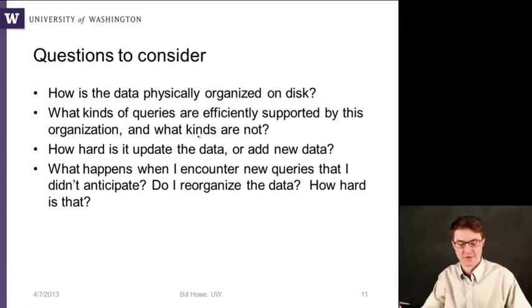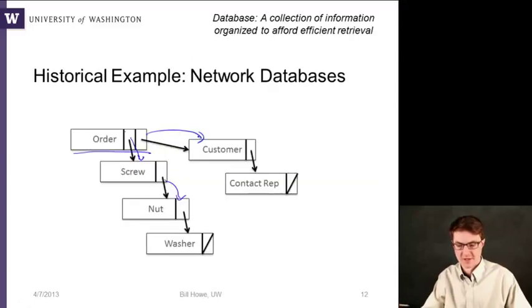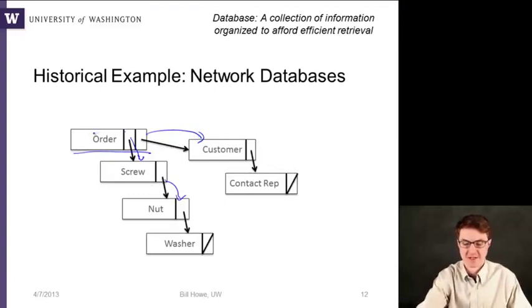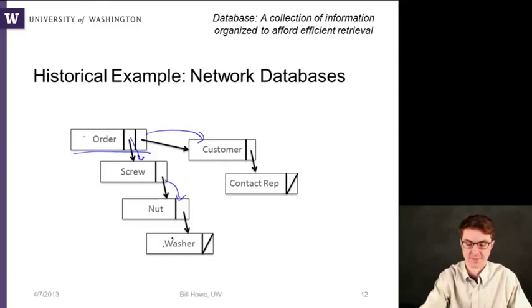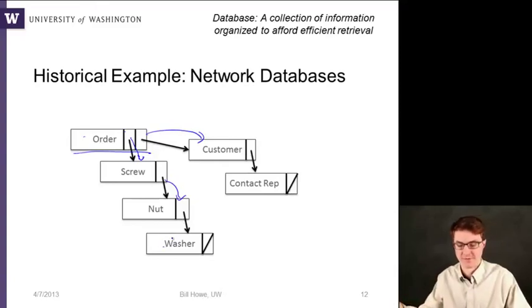Okay, so going back, what kind of queries are efficiently supported? Well, if I want to find all the parts associated with an order, I can do that pretty efficiently. I have a given order, and I just walk down this chain to gather up all the parts. Okay. What kind of queries are not supported efficiently is, I want to find all the orders that involve a particular part, all the orders that involve this washer. Well, now I have to scan every order to look for them. Okay. There are some ways around that by putting back pointers and so on.